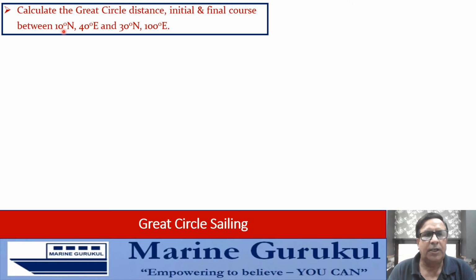Now we see D lat from A, 10 degrees north, to B, 30 degrees north, is 20 degrees north. D long from A to B, that means 40 degrees east to 100 degrees east, is east.